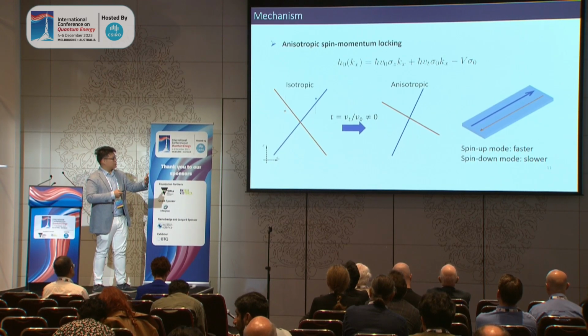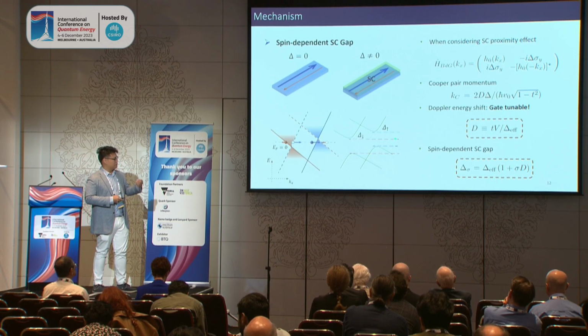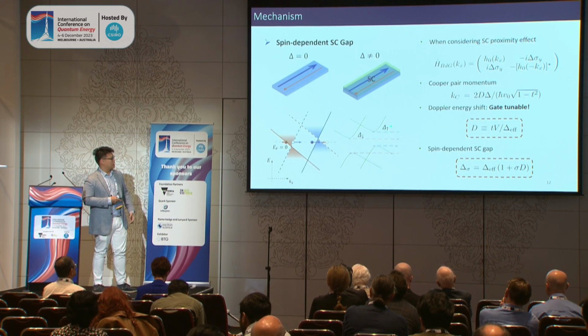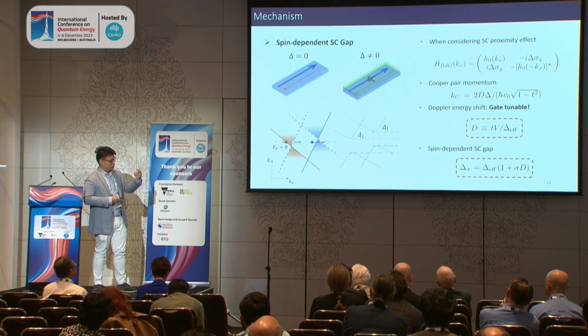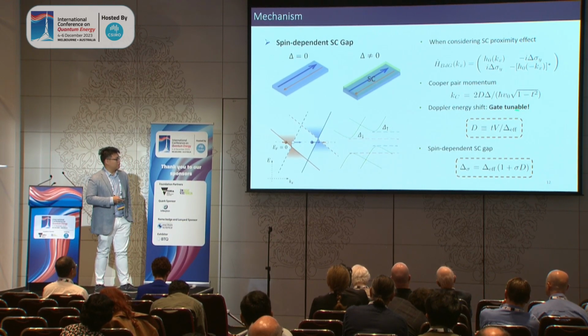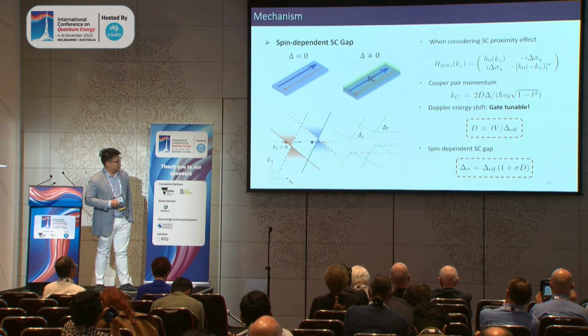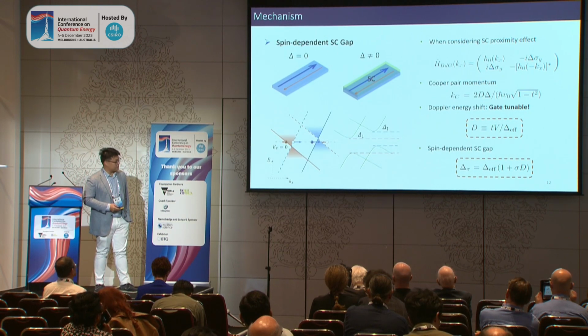So the faster one, when we consider a superconductor, will gain an energy, the superconductor gap moves upward, and then the slower one goes backward. This is called the Doppler energy shift. And we find that this Doppler energy shift is related to the Cooper pair momentum by this equation. The Cooper pair momentum then becomes gate tunable.